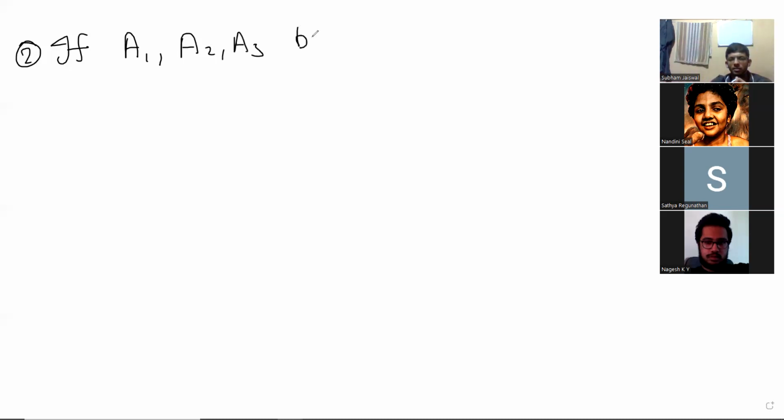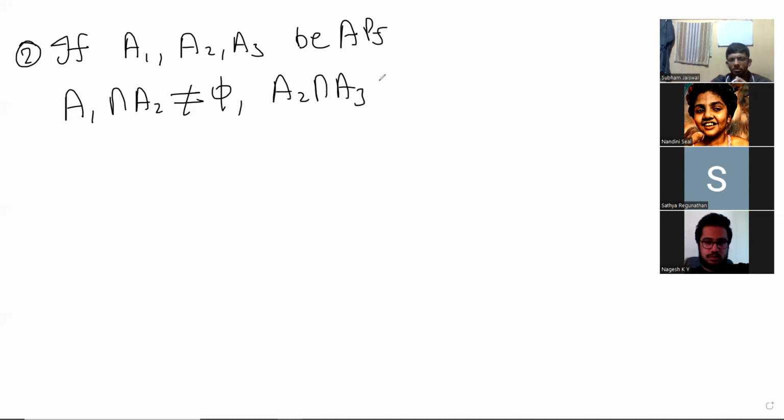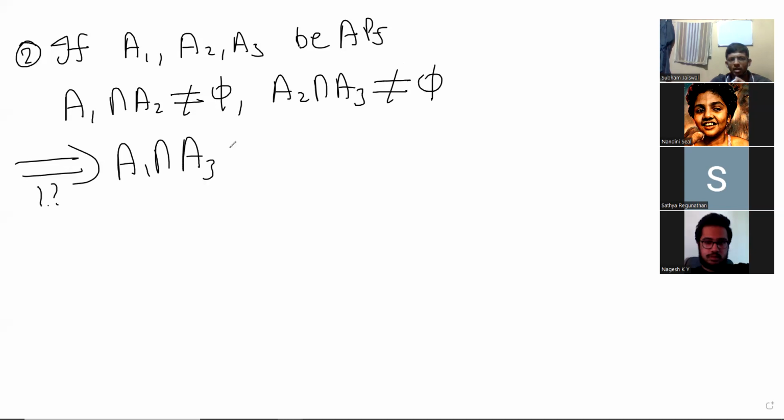And if A1 and A2 have a common term, and A2 and A3 have a common term, will A1 and A3 have a common term? Right. Will A1 and A3 have a common term?